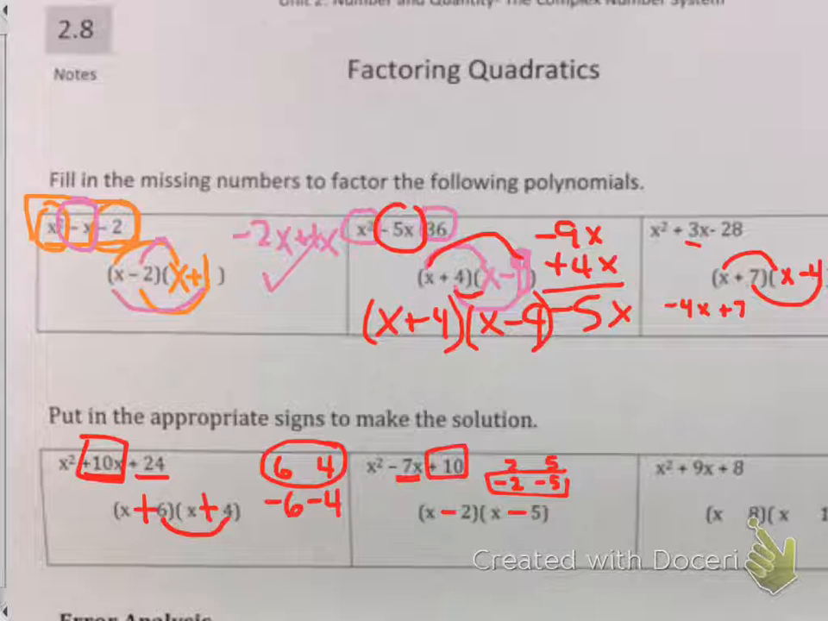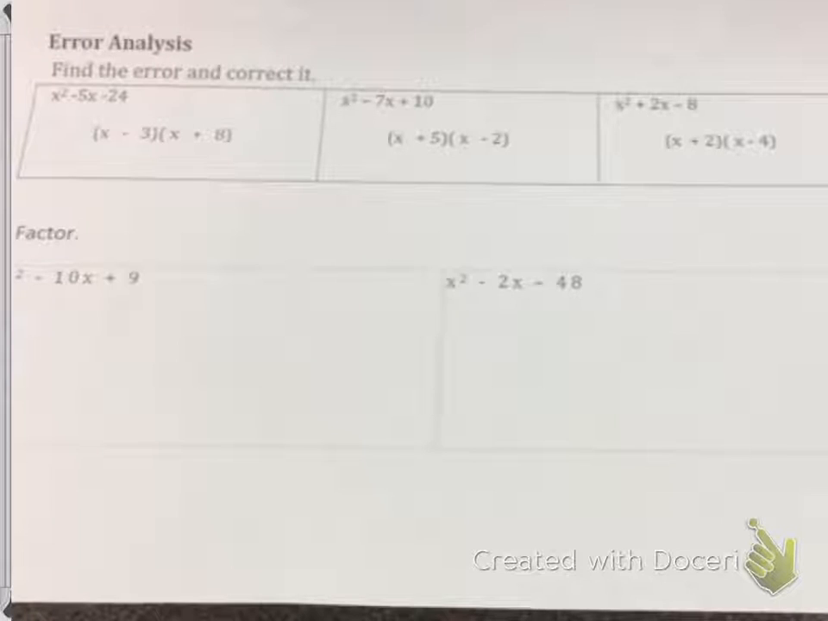Then this last one right here, the same kind of problem. We need to multiply to 8 and add to 9. So it could be 8 and 1, or it could be negative 8 and negative 1 to get that positive 8 on the end. But the one that adds to a positive 9 would be 8 and 1. So plus and plus.